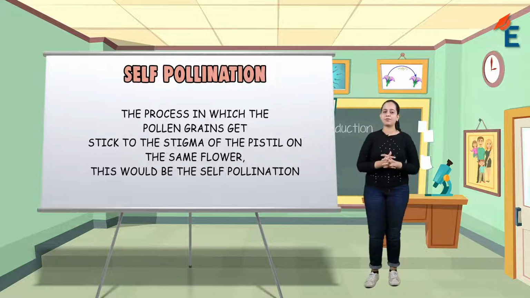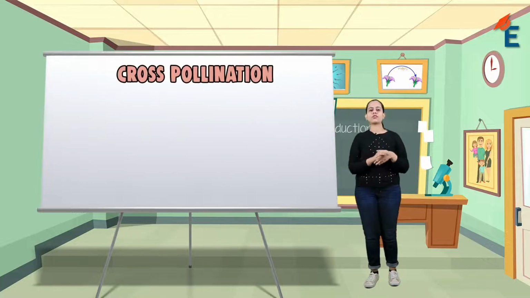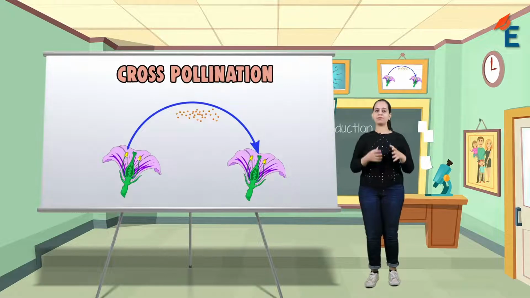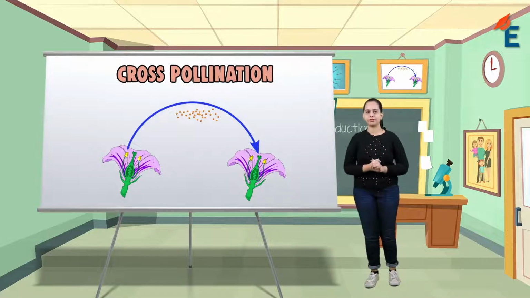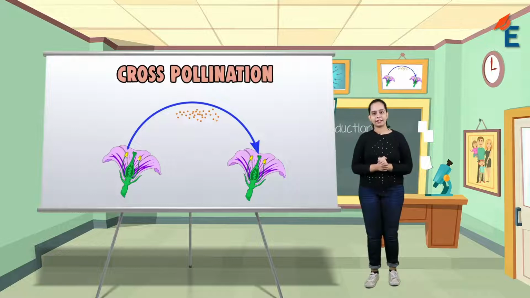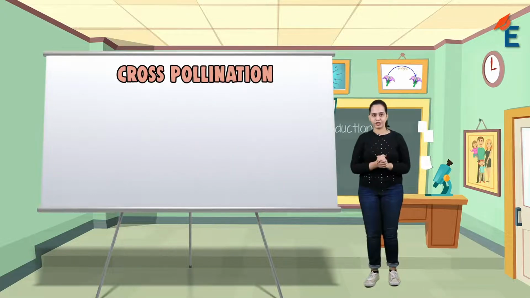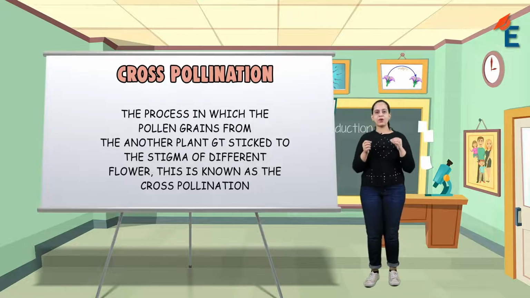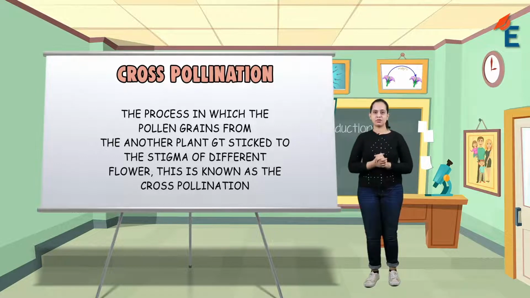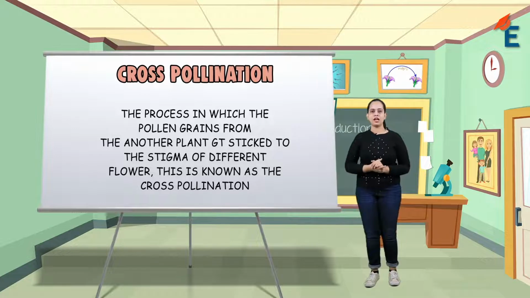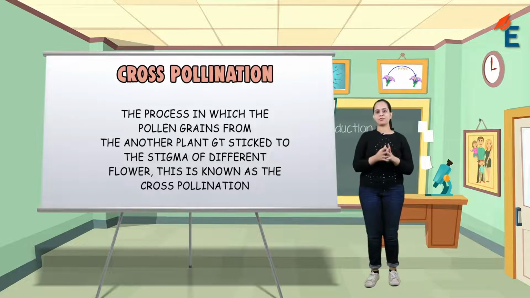Next type of the pollination is the cross-pollination. So what does it say? जब pollination different flowers पर होता है तो उसे हम क्या कहते हैं? Cross-pollination. So what is cross-pollination? The process in which the pollen grains from the anther get stuck to the stigma of a different flower. This is known as the cross-pollination.